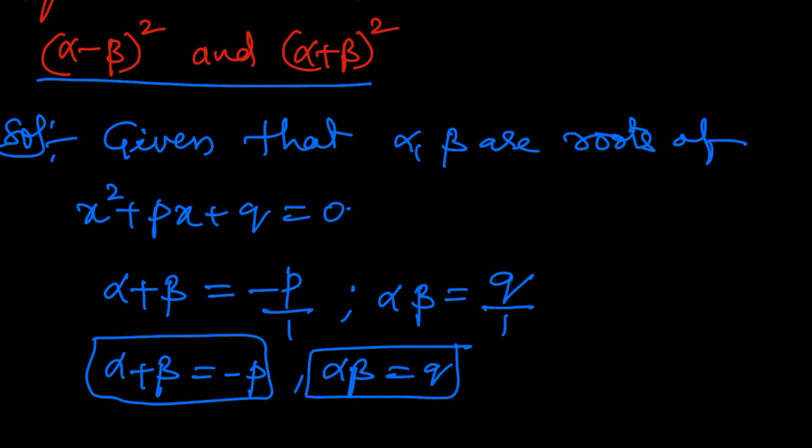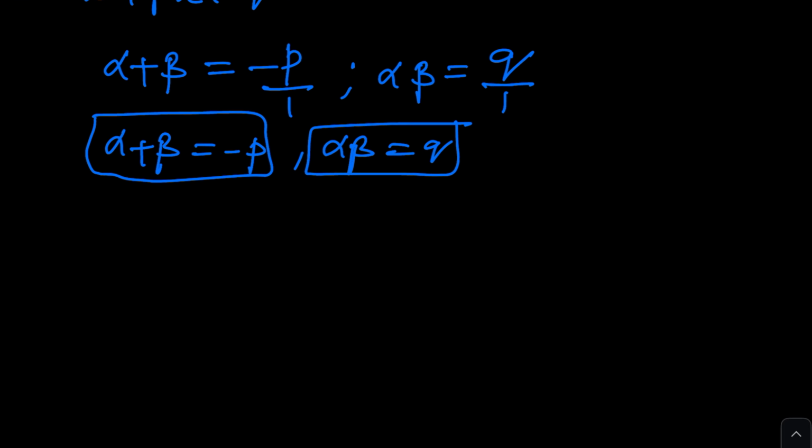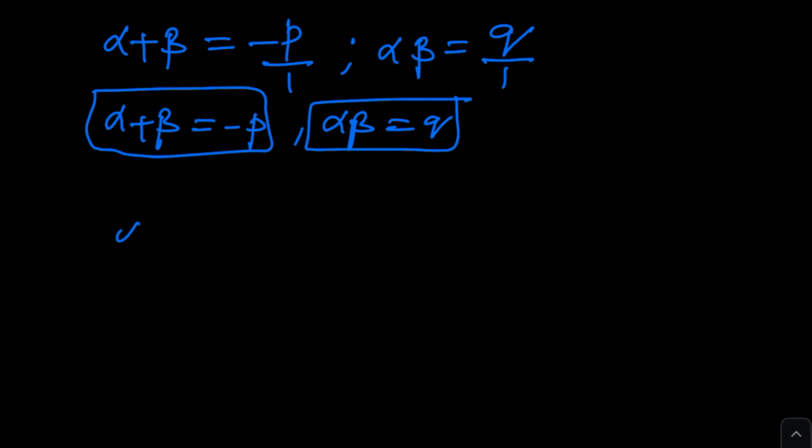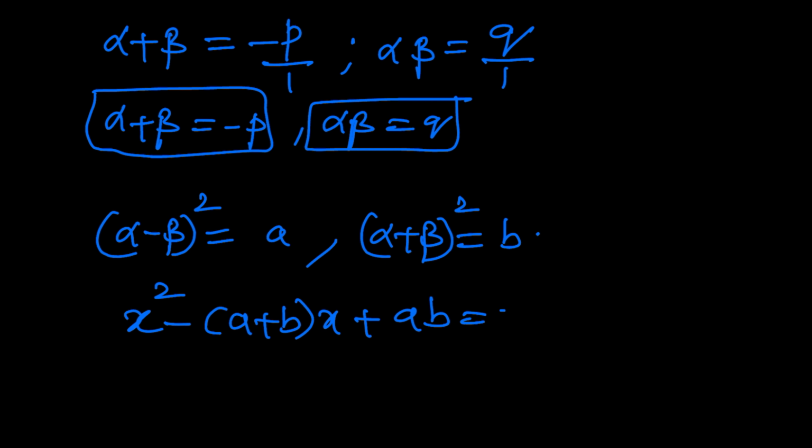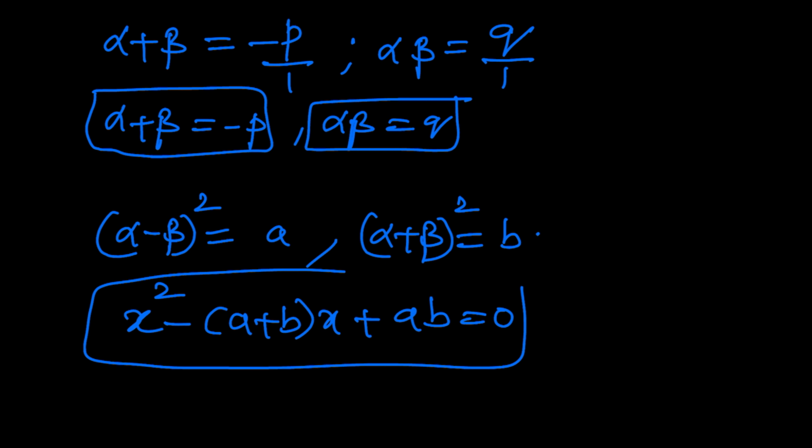Now we have to find out the quadratic equation if it has the roots (alpha minus beta) whole square. It is the one root, that is a, and the other root (alpha plus beta) whole square is equal to b. So the quadratic equation can be formed as x square minus (a plus b) into x plus ab equal to 0. Okay, this is the required equation.